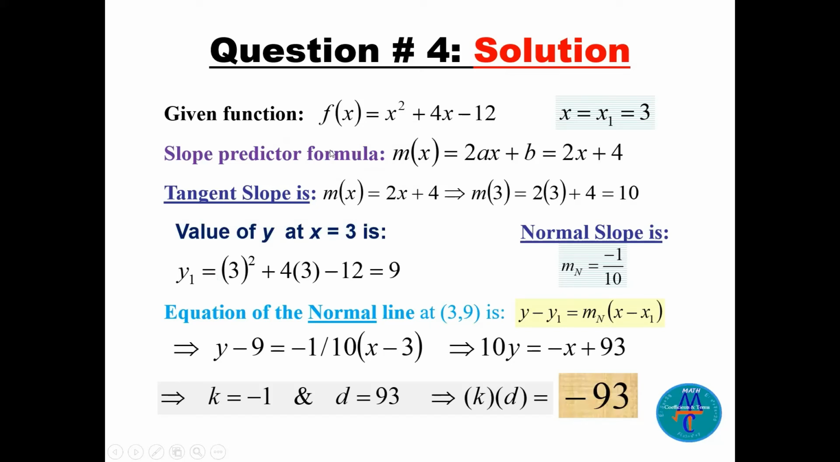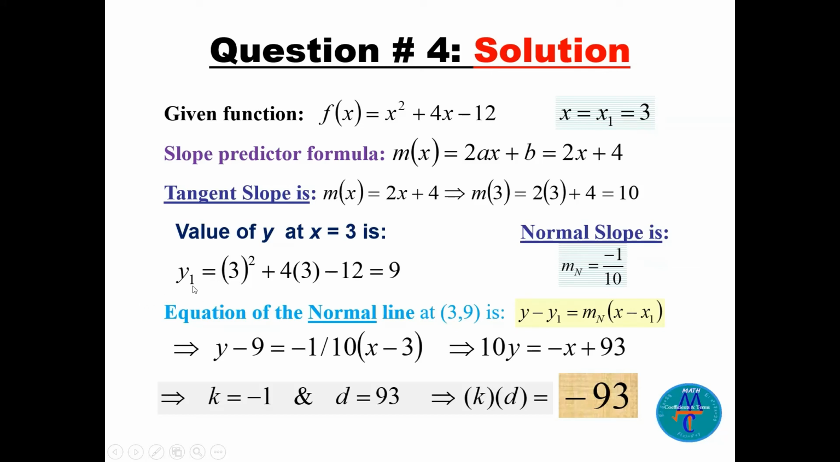So this is the function, and the slope predictor formula for the quadratic we have seen many times: m(x) = 2ax + b, where a is the coefficient here. x now is x1 = 3, so I can put 2 times 3 plus 4, the coefficient of x. So the tangent slope will be 10. Now we know the tangent and the normal are perpendicular. So if the tangent slope is 10, the normal slope is minus 1 over 10, because the product should be minus 1.